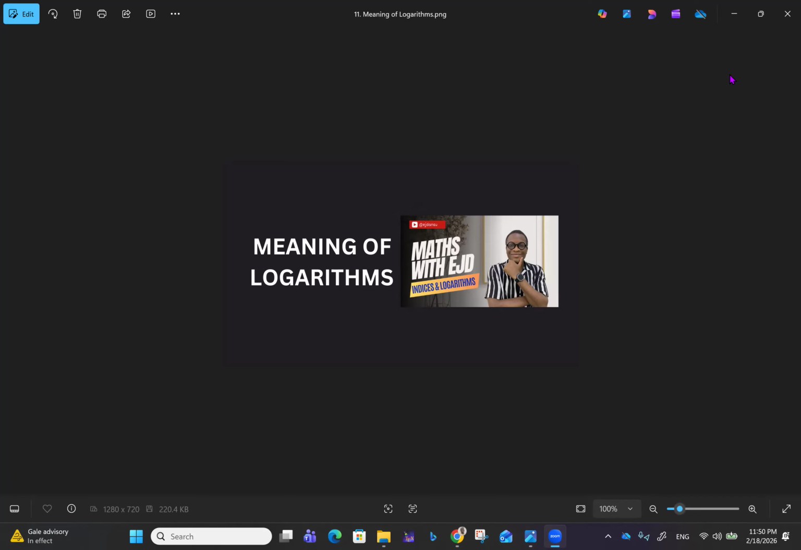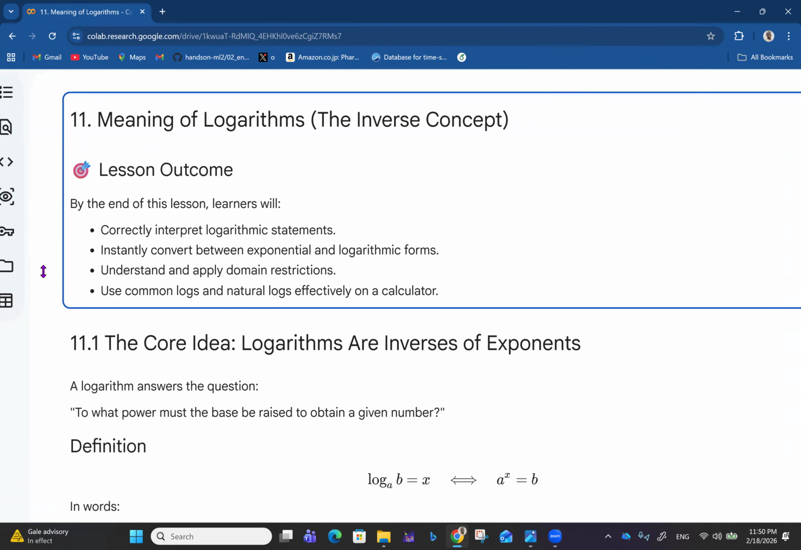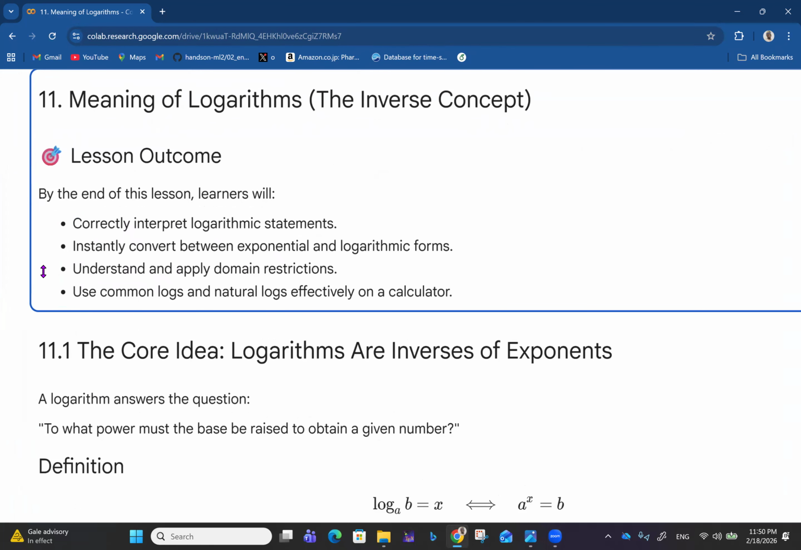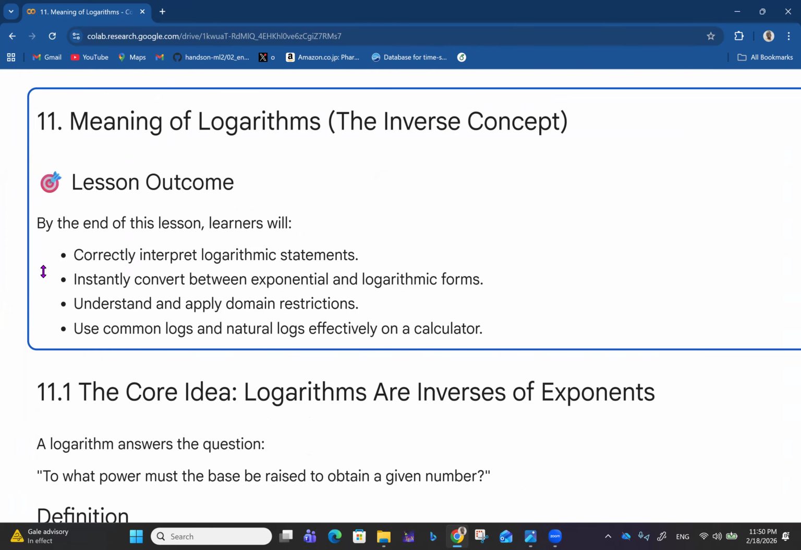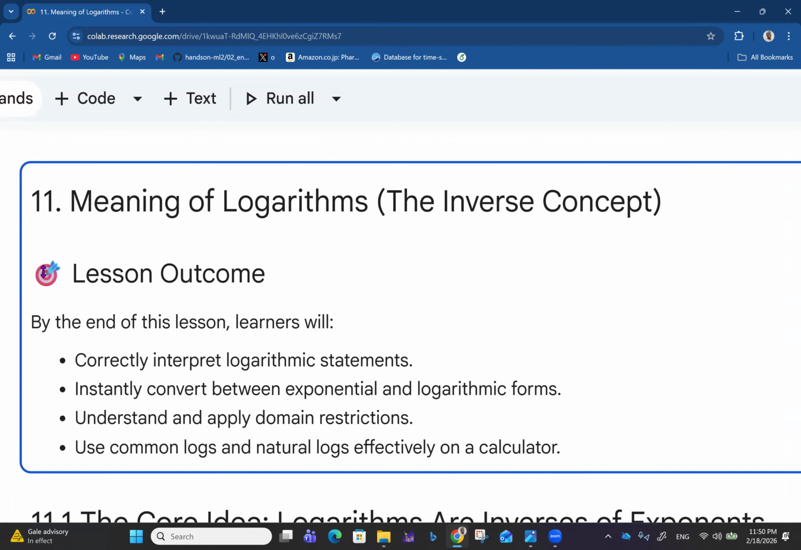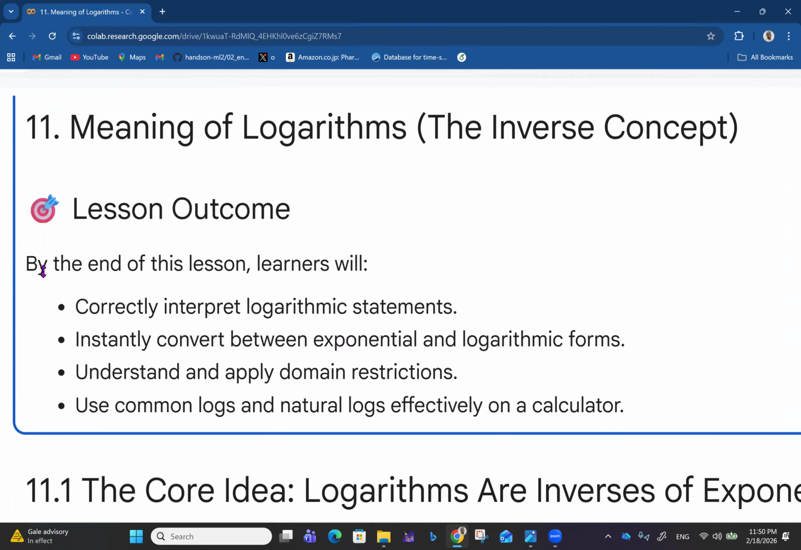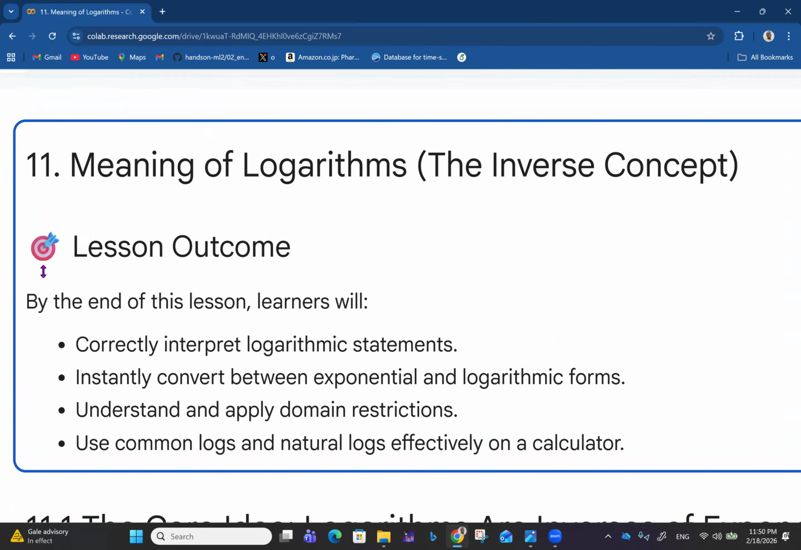With indices out of the way on this indices and logarithms playlist, we now move on to logarithms. And in this video, we're looking at the meaning of logarithms, the inverse concept. Of course, we take indices and logarithms together because they are inverses. Logarithms are inverses of indices, right?